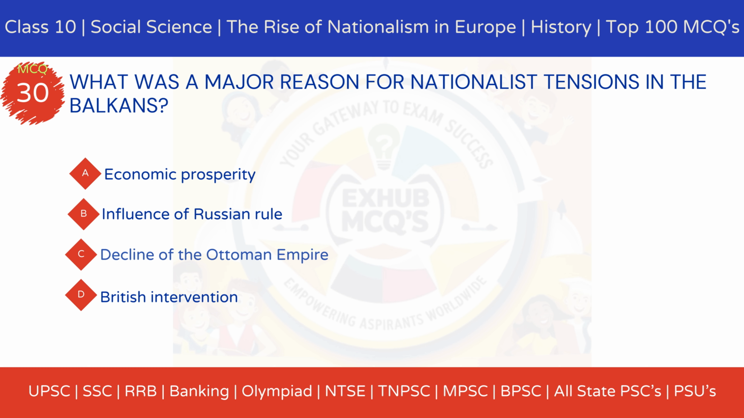MCQ 31. What was the significance of the French Revolution for nationalism? Option A. It promoted monarchy in Europe. Option B. It introduced the idea of national sovereignty. Option C. It strengthened the feudal system. Option D. It reduced the role of citizens in governance.